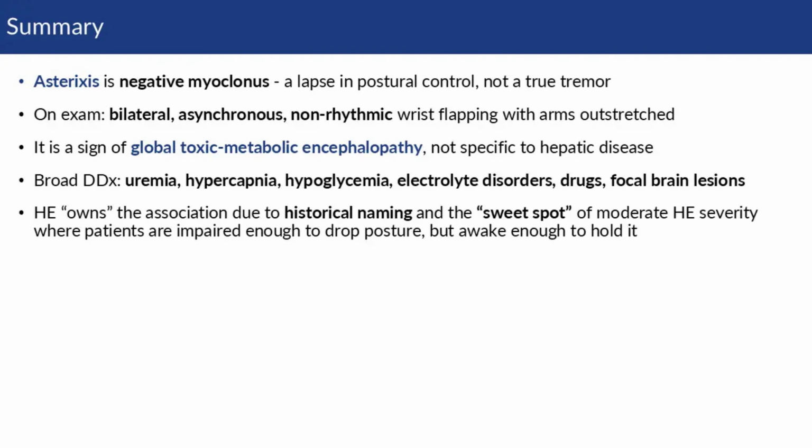In essence, while the liver flap remains a historically valid and often real-world association, asterixis itself is a widespread sign of global toxic metabolic encephalopathy. Its visibility at the bedside hinges on a delicate balance. The brain must be impaired enough to lose postural control, but not so severely impaired that the patient cannot engage with the clinical examination. Recognizing asterixis should prompt a thorough investigation into all potential toxic metabolic causes, not just liver disease, to ensure a complete and accurate diagnosis.